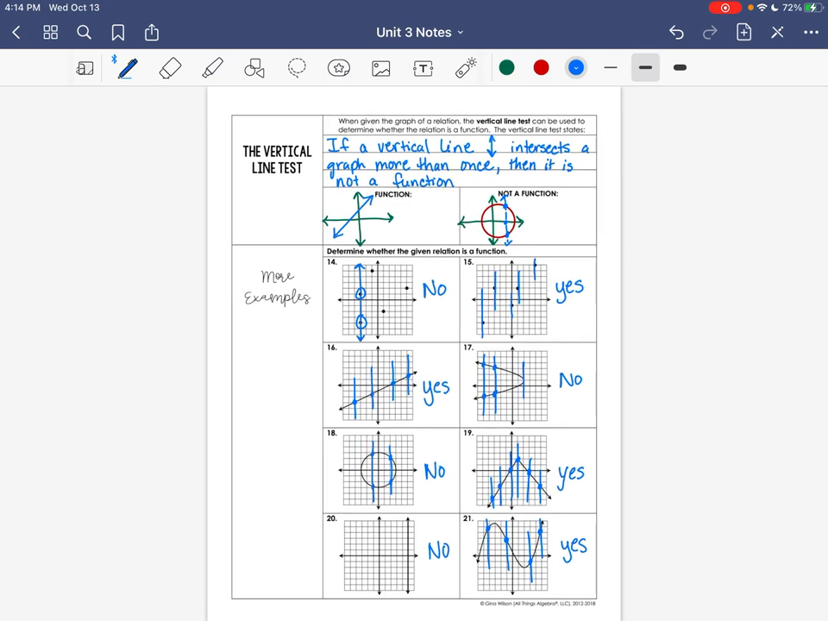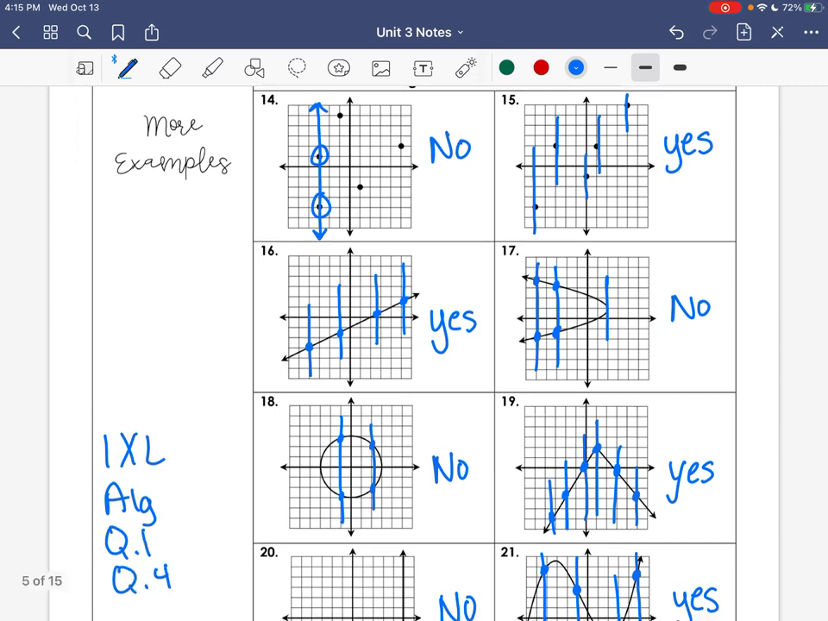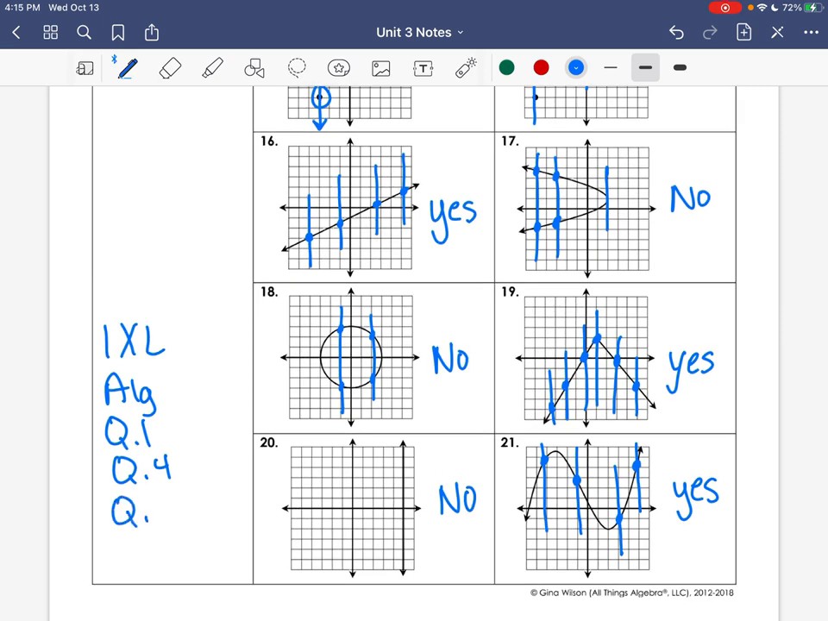All right, so that's all for that video. Your assignment today is going to be in IXL. You're going to have IXL sections. Let me write them over here. IXL sections in Algebra 1, Q.1, Q.4, and Q.5.